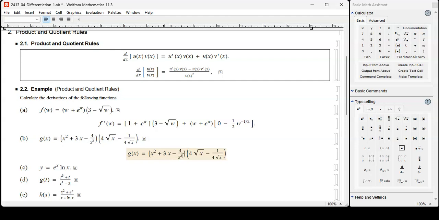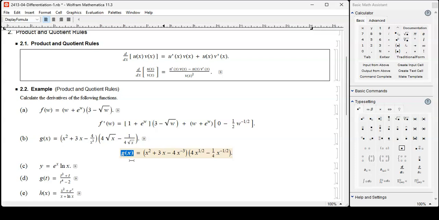X squared plus 3x, so far so good. Instead of 4 over x cubed, 4x to the negative third power. Now instead of 4 square root of x, we have 4x to the 1/2 power. And this one here, 1/4 times x to the negative 1/2 power. Why negative? Because it's coming from the denominator. Why square root? Why 1/2? Because it's square root. So that's a simplification, the power form. So that's g of x.